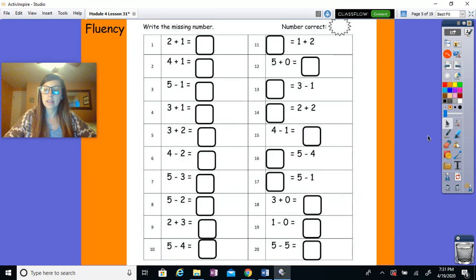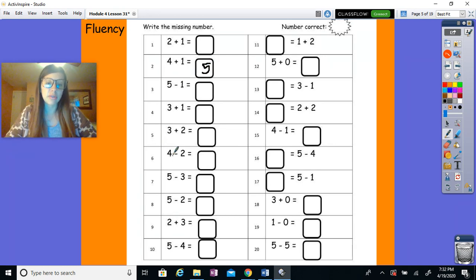Okay. Here we go. We're going to do this page. Okay, I'm just going to skip around, just do a couple to get our brains thinking. Okay, let's start here. 4 plus 1 equals 1, 2, 3, 4, 5. 4 plus 1 equals 5.